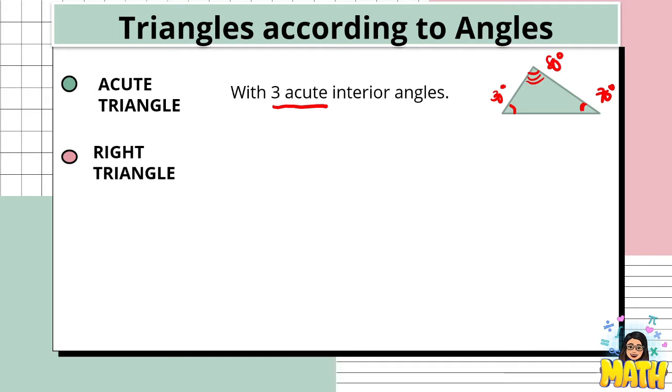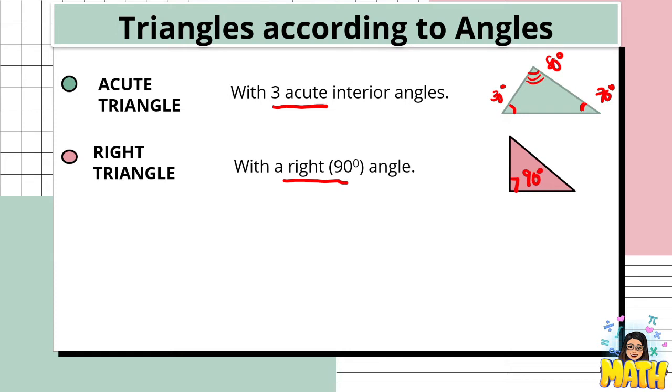Next, we have a right triangle. So here, we must have one right angle or one angle that measures exactly 90 degrees. In this triangle, we have this symbol which shows that this angle is 90 degrees. This one is automatically considered as a right triangle.